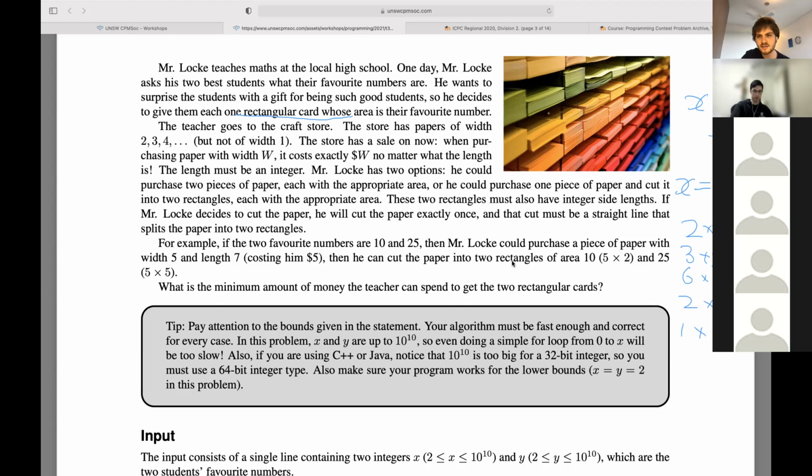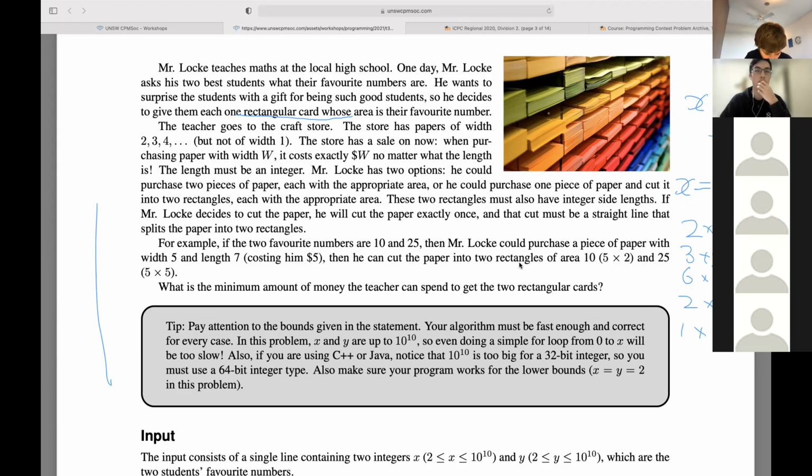But it does this for both pieces of paper. So you can buy them separately like this. But there's a second option. You can instead buy one piece of paper, which has the same constraints. So it has to be a width of 2, 3, 4, etc., and an integer length. But then he can cut it into 2 halves. And when he cuts into 2 halves, he has to cut it along an integer coordinate.